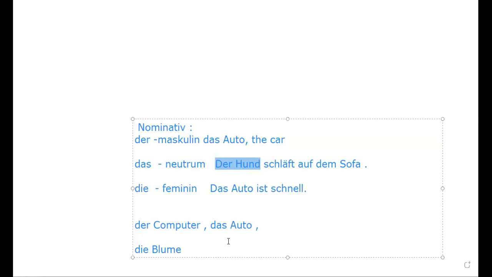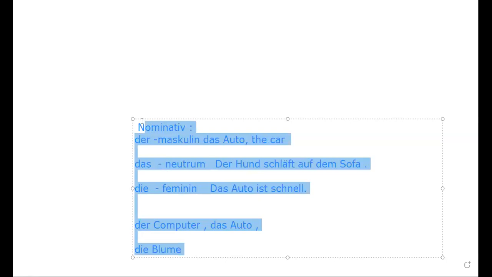Now we are going to see accusative. If you want to note it down, just note it down. Der is for masculine, das is for neuter, die is for feminine. We differentiate with the help of this article whether it is masculine, feminine, or neuter. With this information, we can learn how prepositions work in this language.